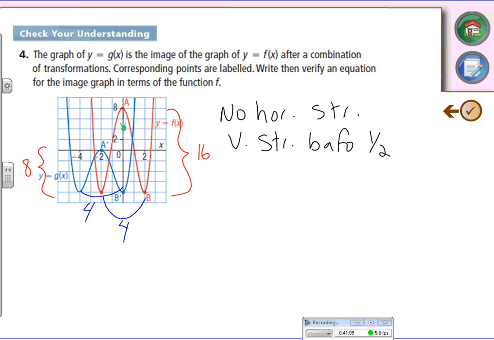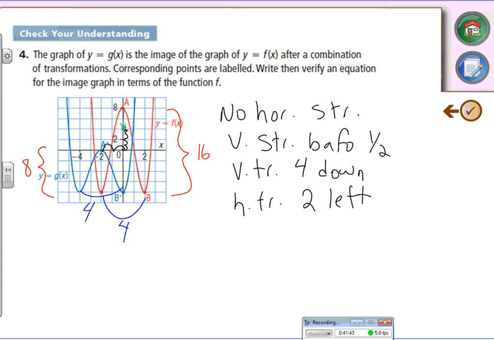Now I've got to get it from that point to where A prime is. That's our translation. I've got to go 4 down, 1, 2, 3, 4, and I've got to go to the left 2, 1, 2. So it means we've got a vertical translation of 4 down, and we've got a horizontal translation of 2 left. And you can go through and you can test the other points. You could do it with B if you would like as well, and you'll get the exact same results.